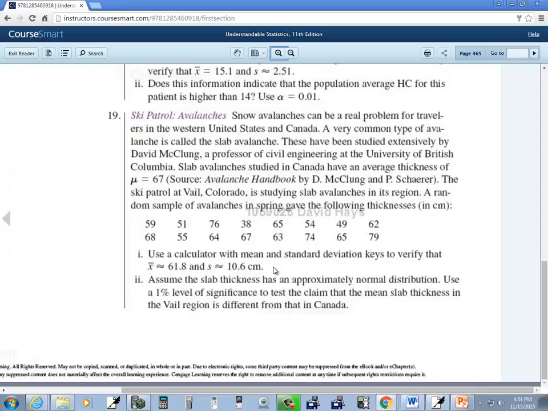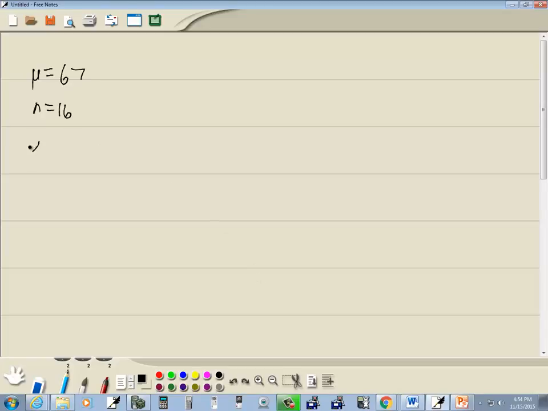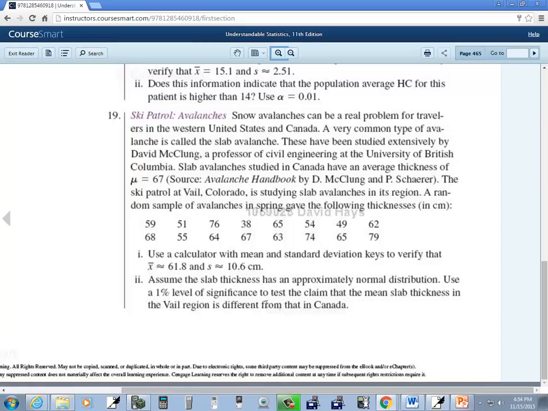Now, even though it looks like we have quite a few numbers, realize it's still a small sample. Now, it says use calculator with mean and standard deviation keys to verify this. You could go into one of our stats now that you put in L1 and see if that's true. But we don't need it for what we're doing. Assume the slab thickness has an approximately normal distribution. Use a 1% level of significance. Kind of a weird way of giving it, but they're telling us that alpha is 0.01, 1%. That's your level of significance, which is always alpha.